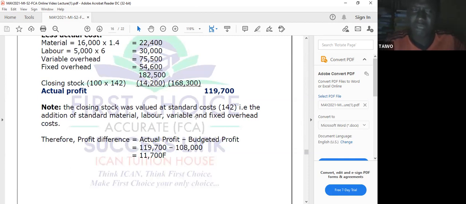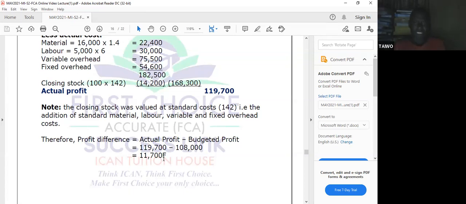Can you see? They now explain there. That is the addition of standard material, labor, variable overhead, and fixed overhead cost. Those are the costs you use to do the valuation of the closing stock. Therefore, the profit difference of actual profit and budgeted profit: here it was 119,700, while the budgeted profit was 108,000. If you remove 108,000 from 119,700, you have 11,700 favorable, because the actual profit is actually more than the projected profit. It means that we are doing wonderfully well if we have this kind of indices in the organization.